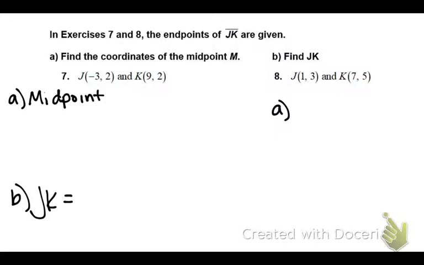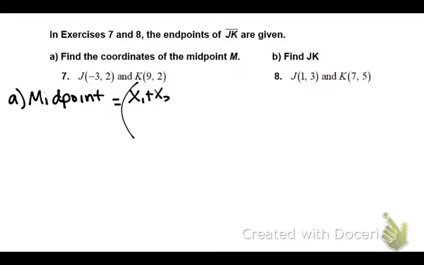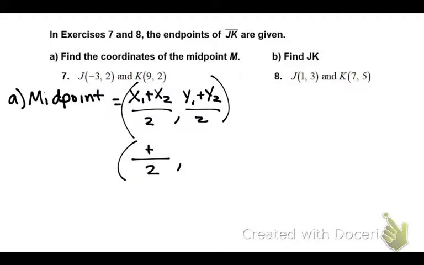Yes, sir. You're correct. So part A on number 7, we're going to find the midpoint. What I saw on the quiz was just mixing up the signs. Whenever you're finding the middle of 2 numbers, you're going to add them and then divide by 2. So x1 plus x2, add the x's, divide by 2. Add the y's, and divide by 2.